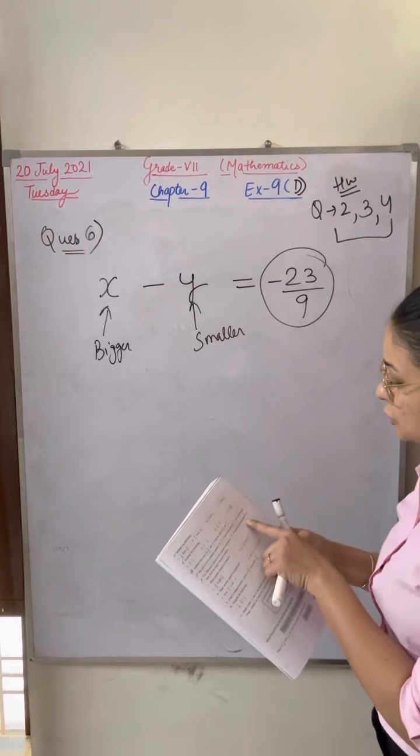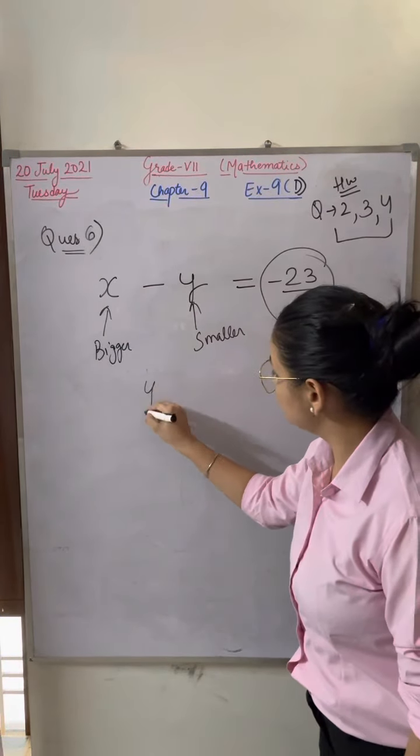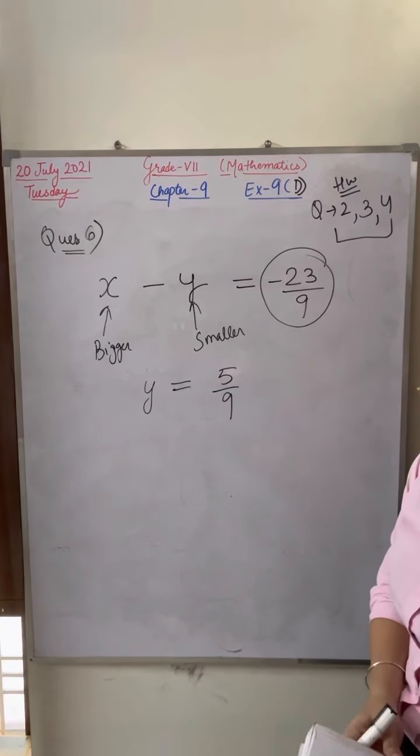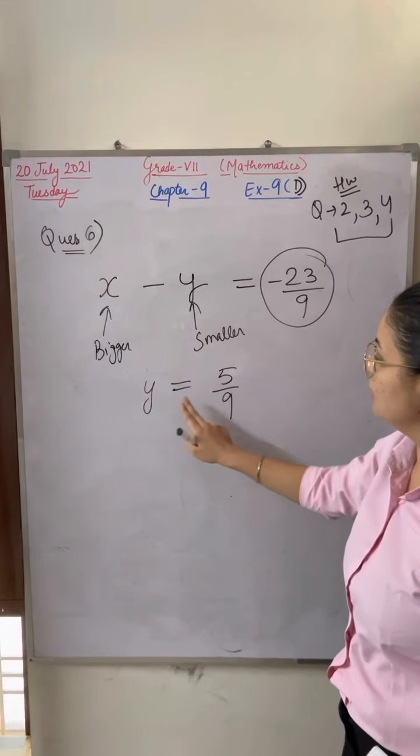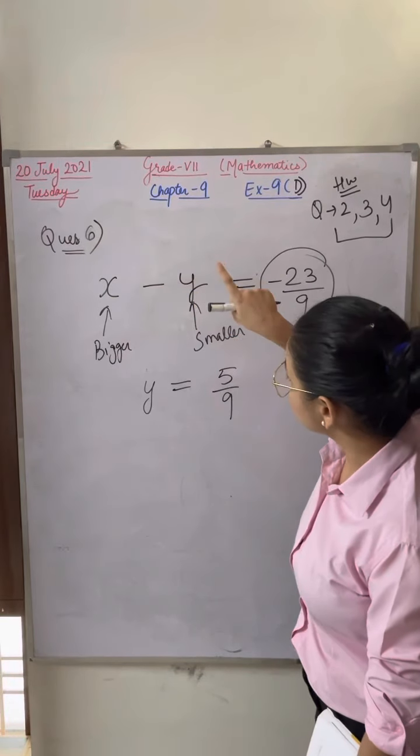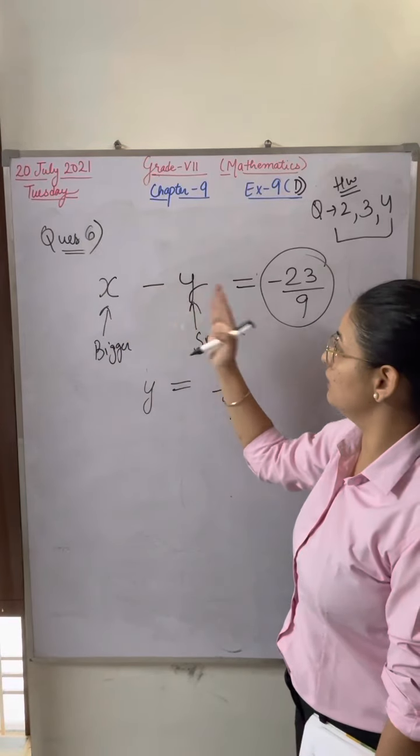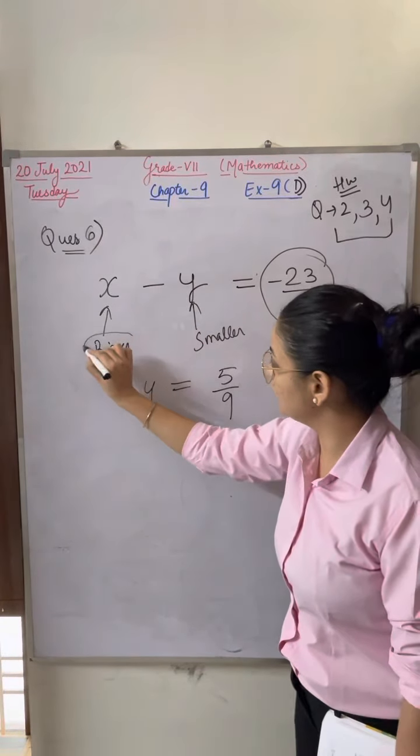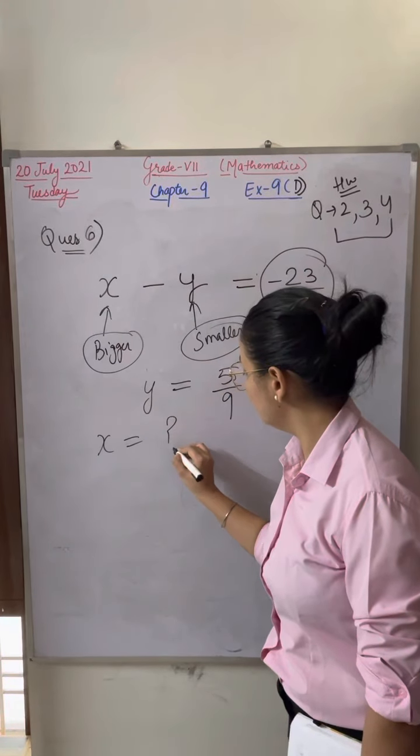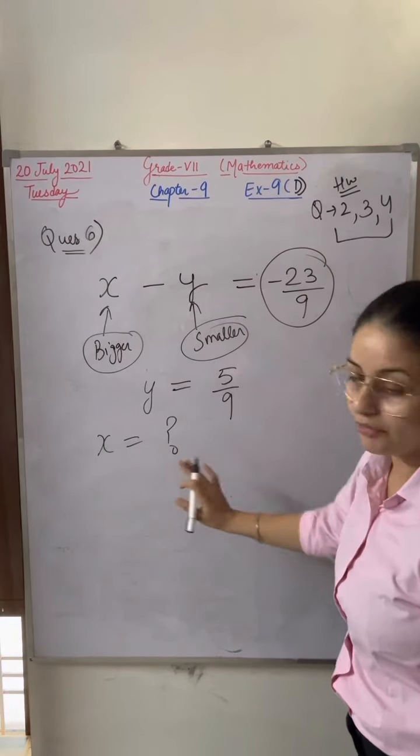They're saying the smaller number is 5 by 9. So let's suppose y is equal to 5 by 9. The smaller will be y, and y will be 5 by 9, because we are subtracting this y from x. And from x we are subtracting y, so x will be bigger. Always keep this in mind. And you have to find out the value of x.